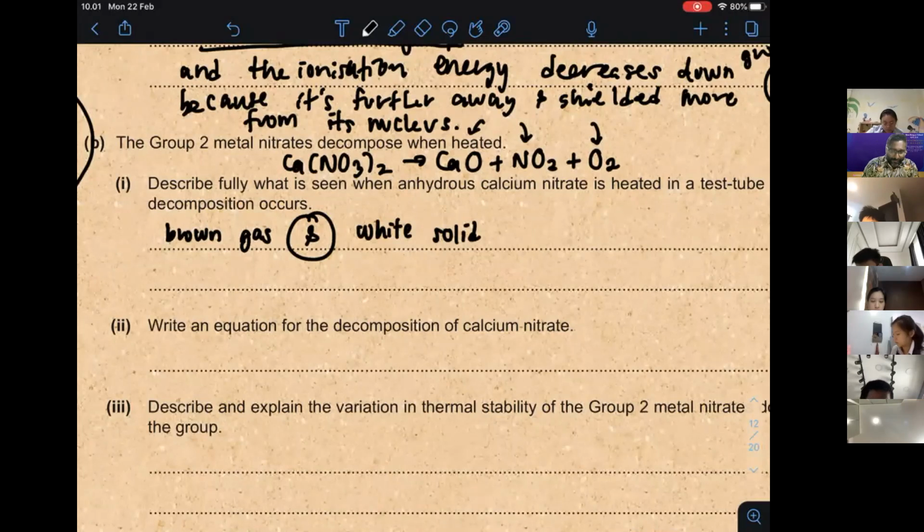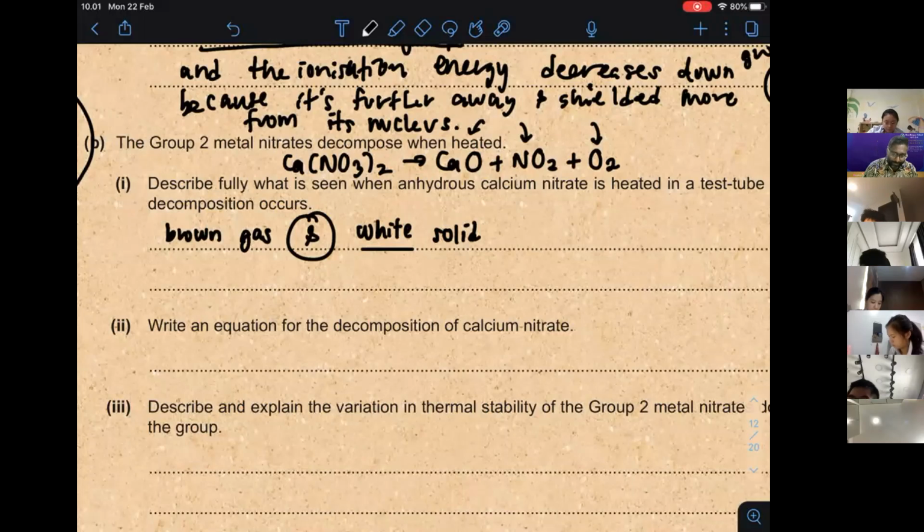You must mention white. Why? They want to test you about the group 2 oxides. They want you to know about that group 2 oxide. They are always white. Now, write an equation for the decomposition of calcium nitrate.